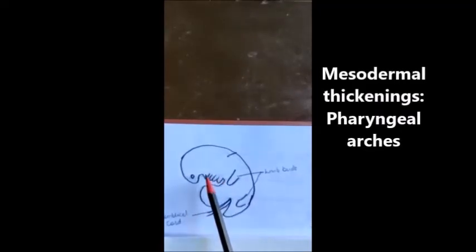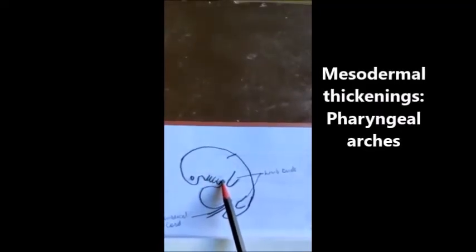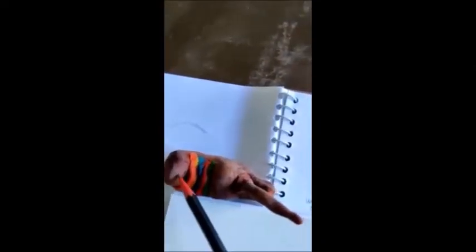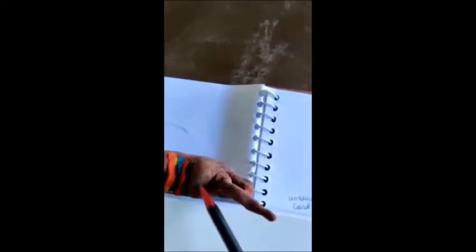Later on, the area between the cephalic bulge and the pericardial bulge starts developing thickenings. These thickenings are called pharyngeal arches. I have a model here prepared from clay, showing the cephalic bulge and the pericardial bulge. This is the umbilical cord, and these colorful bands seen here are the thickenings of the mesoderm, which are formed here and are called pharyngeal arches.